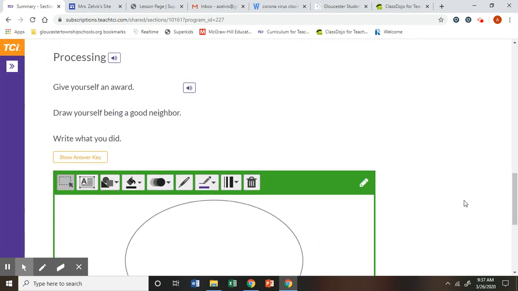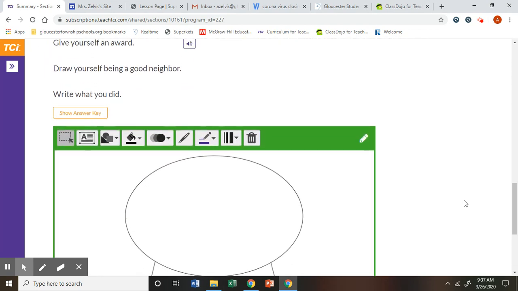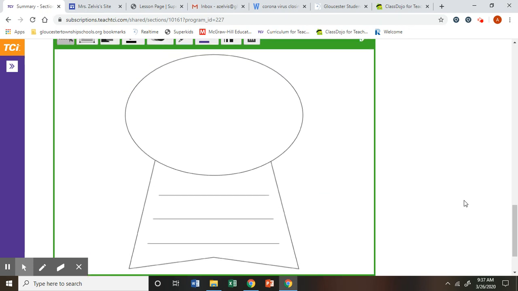Okay. Take your finger, point to the very top of your page under the word give. Let's read it together. Give yourself an award. Draw yourself being a good neighbor. Write what you did. So this is just like the award we made for our favorite book, but this time you're making an award for yourself for being a good neighbor.